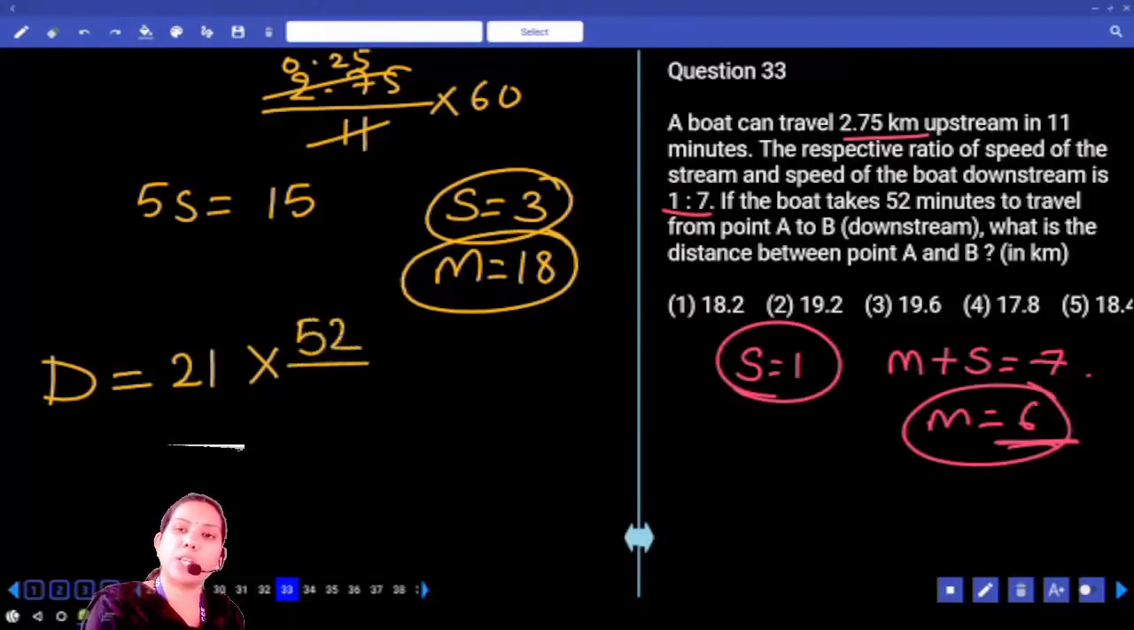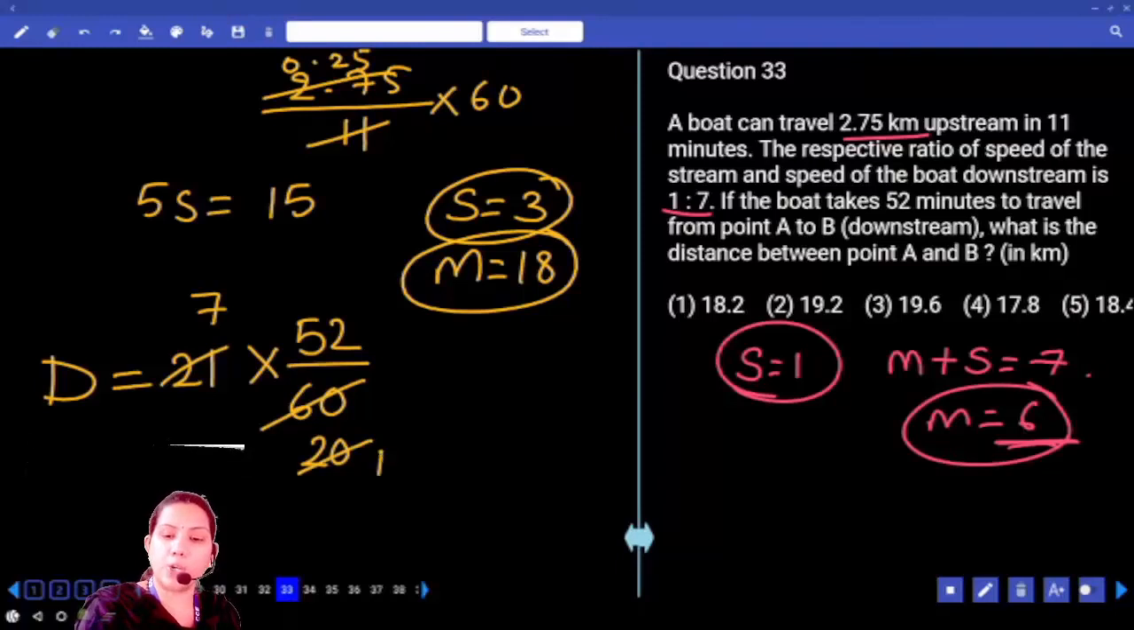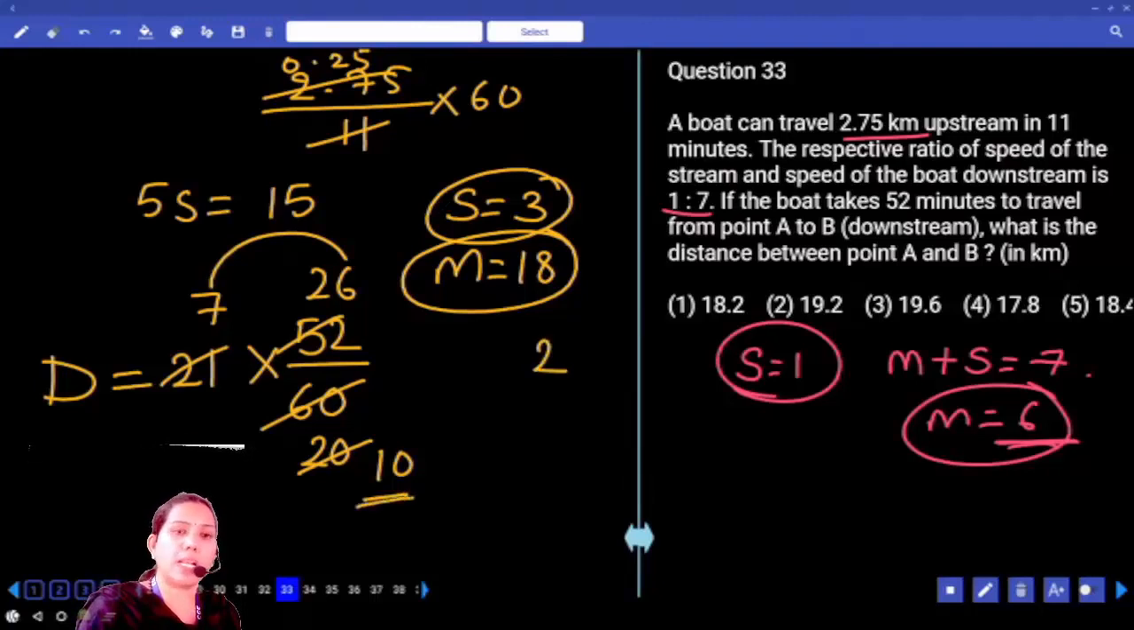Minutes to hours conversion is divided by 60. So 3 table, exactly 7 times 3 is 21, and 20 times 3 is 60. Then cancel 2 tens, 2 sixes, 7 times 26. Here the denominator is 10, which means the answer must end with point 2.